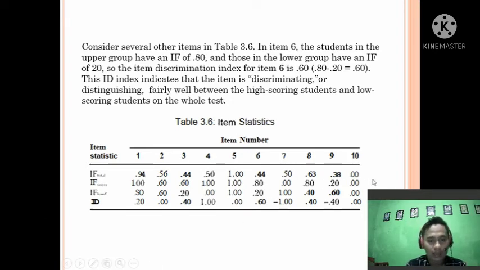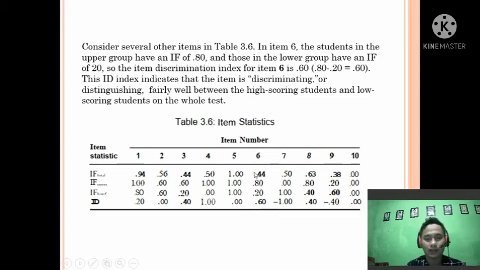And the others. For this one, the upper group is 100% and the lower group is also correct, Elizabeth is also correct, so the result is 0%. There is no discrimination. This is item 6. Item 6 is 80% for the upper group, Robert and friends, and the lower is 20. So the result is 60: 80 minus 20 is 60.